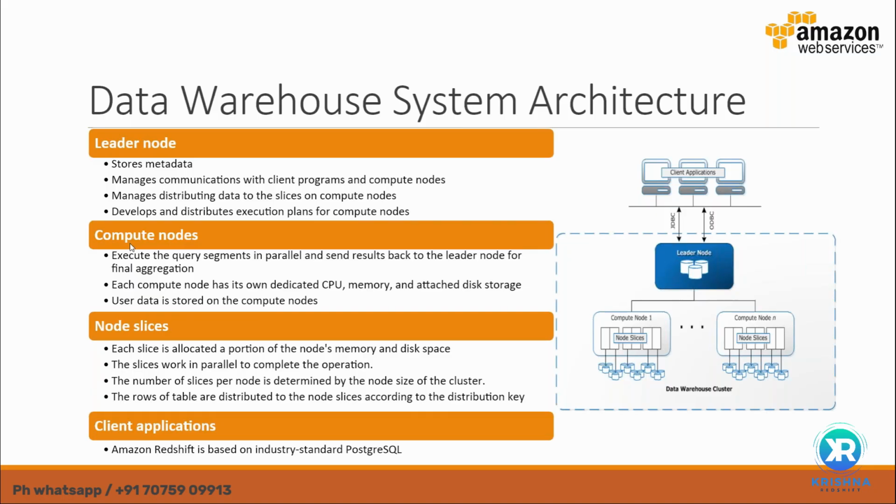So compute nodes execute the query segments in parallel and send the results back to the leader node for final aggregation. Why does the leader node have to do aggregation? Because it has to receive everything, and you should put it in one place before giving it to the customer, because it is not getting data from a single node. It is getting it from multiple nodes. So it has to take it, club it, and then send it to the user. That is what we call final aggregation.